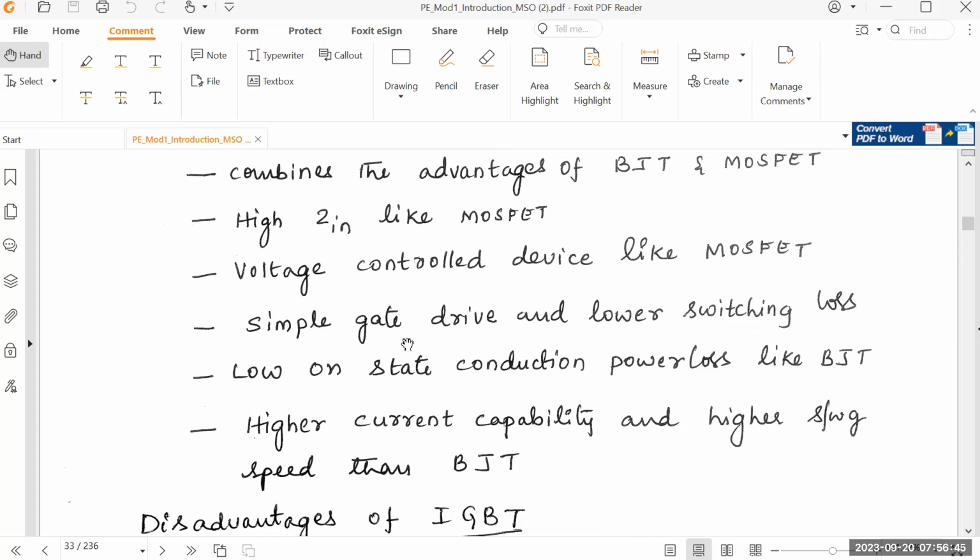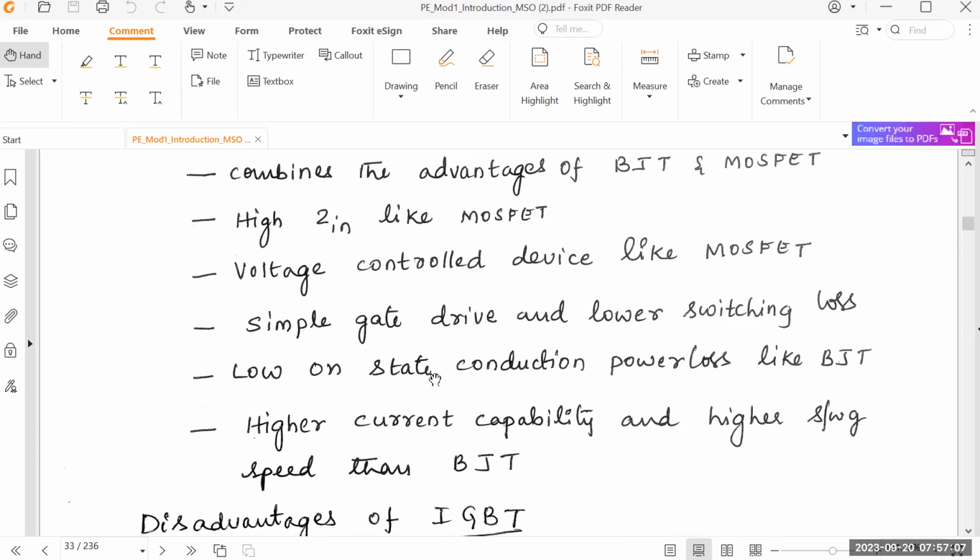Why? Because one of the terminals is the gate. Whenever you apply the gate voltage, whenever the gate becomes more positive, then only the operation starts over there. Electrons are driven towards the P substrate near the gate terminal. So it's a gate driven structure and has a lower switching loss.